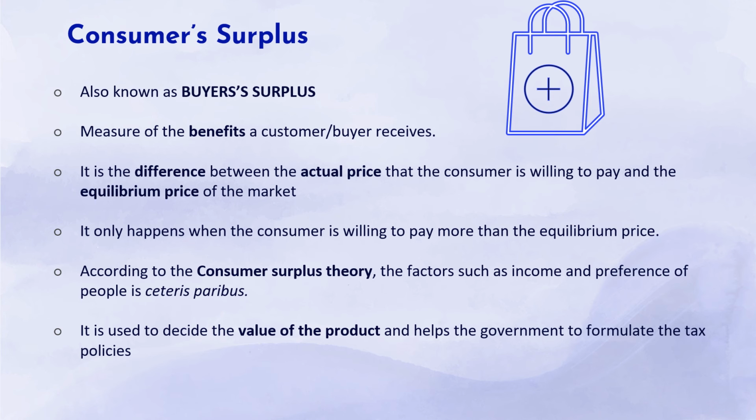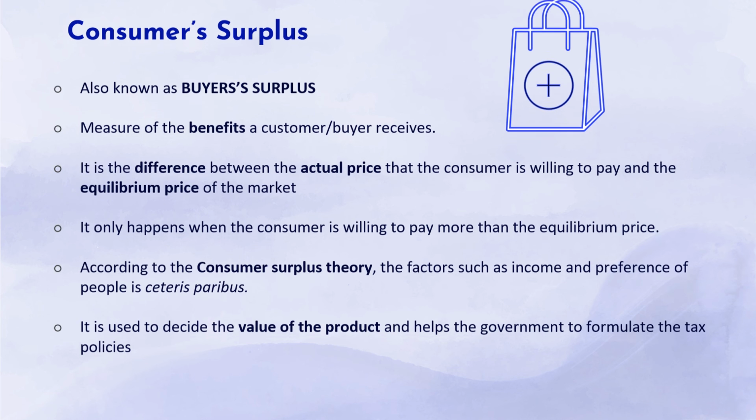According to the consumer surplus theory, factors such as income and preferences of the people are ceteris paribus. Ceteris paribus basically means all other variables are constant. It is used to decide the value of a product and helps the government formulate tax policy. It helps decide how much a product is worth, and helps the government make tax policies, different tax slabs, and the tax percentage for each bracket.